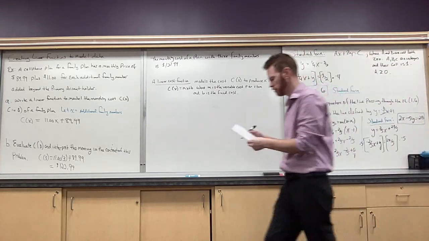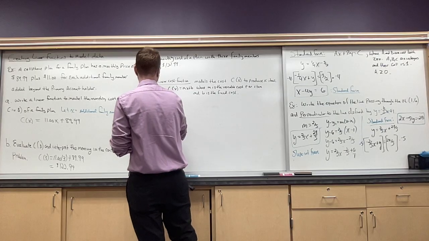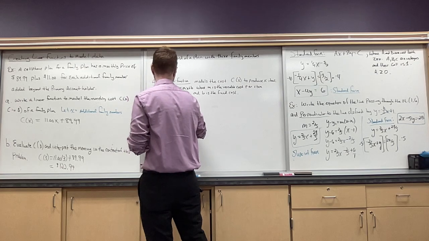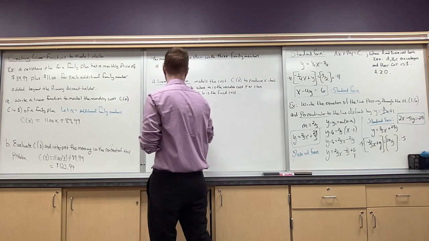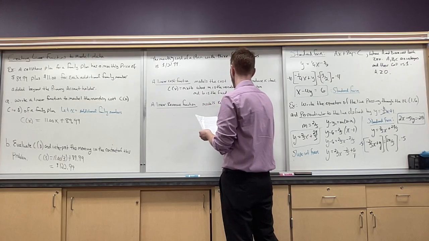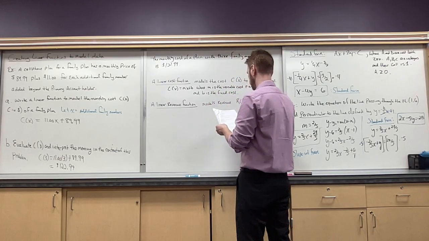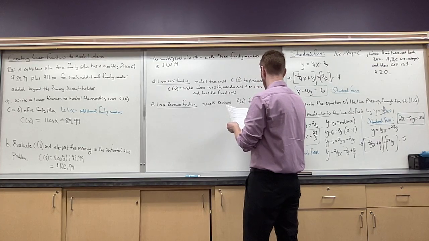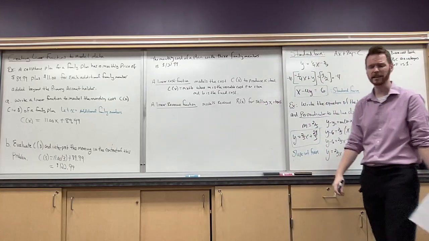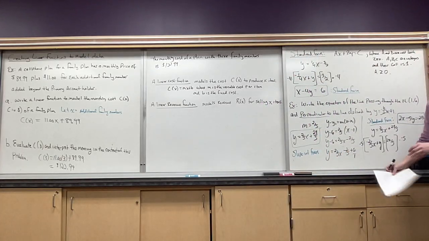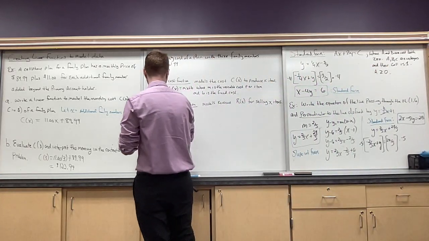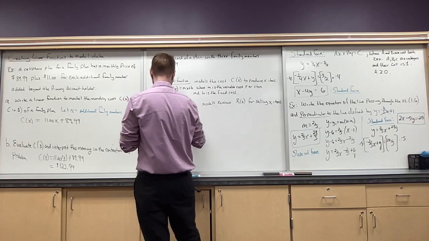Now, a linear revenue function. Okay, so this models revenue, which we're going to call R of X. I know, very sly with the naming. For selling X items. You can call these anything you like. You really can. You don't have to call it C of X, R of X, but it makes it easier to know what you're looking at. So that means R of X equals P times X.